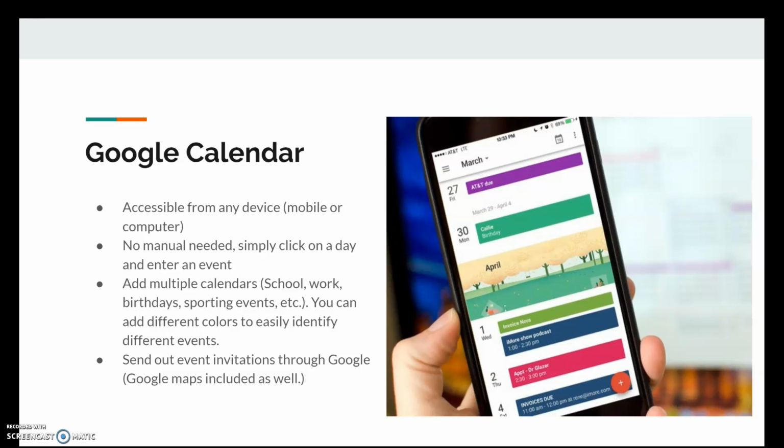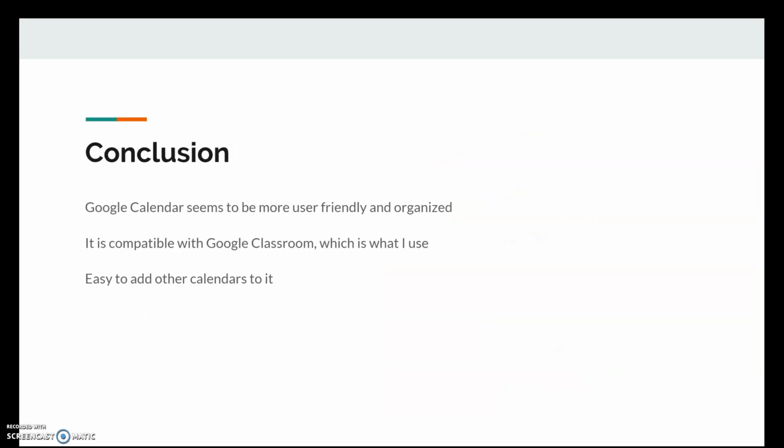You can add multiple calendars, a school calendar, work, birthday, sporting events, and I can show you that here in a little bit. And you can also add different colors to easily identify different events. And just like the Apple Calendar, you can also send out events through Google, mainly through all Google apps, included on this is Google Maps.